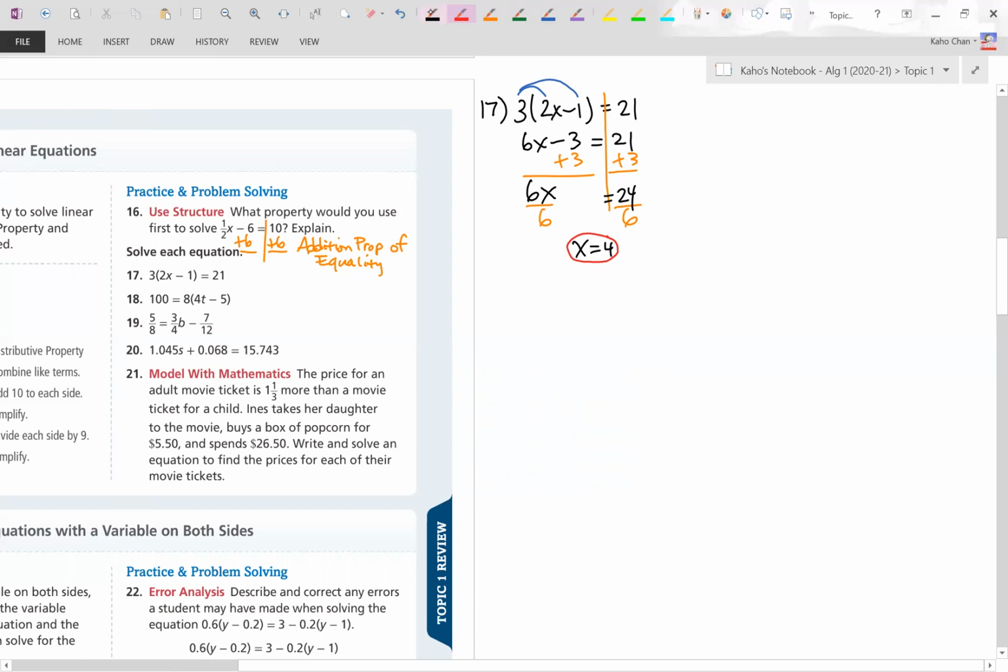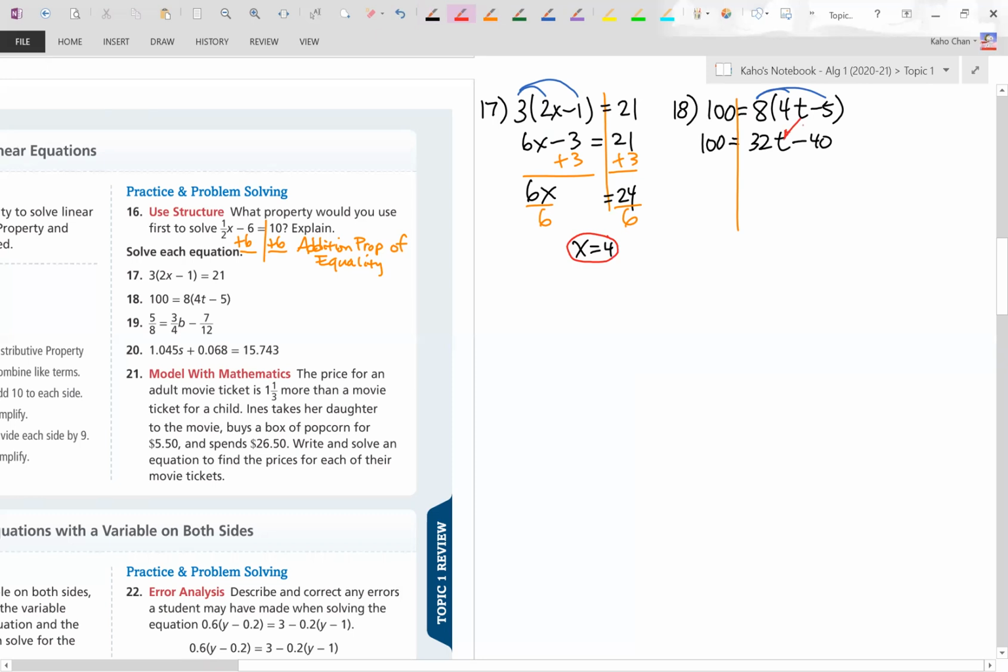Let's do number 18. Oh, 18 is very similar to number 17. We are solving for t, but before we do that, I do need to apply the distributive property. Split that equation in half. 8 times 4 is 32. 8 times 5 on the back end is 40. t is the variable you're trying to solve for.